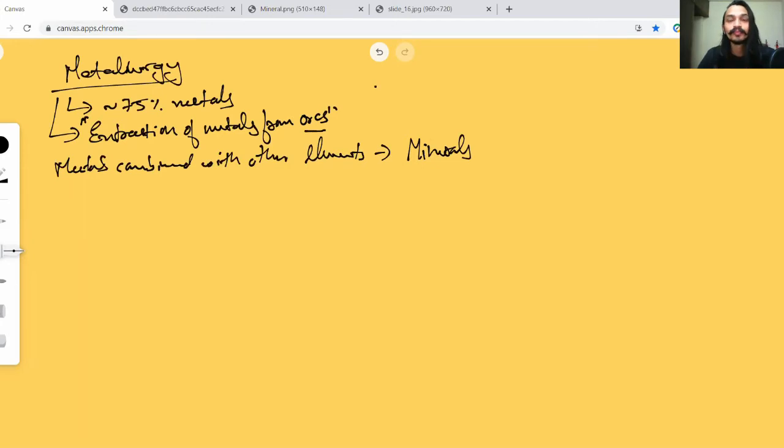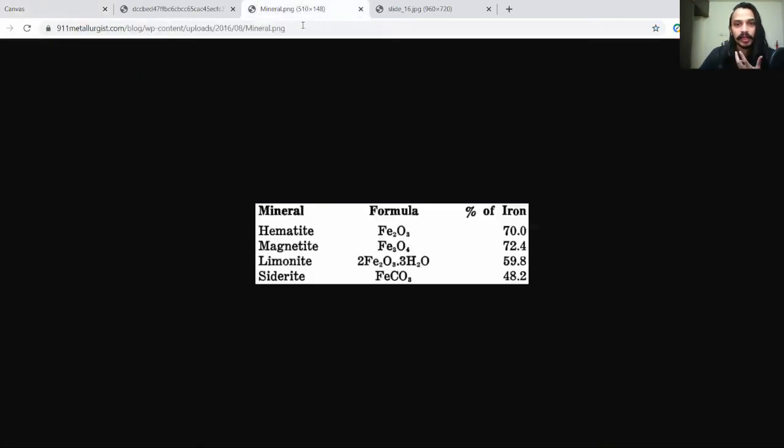Okay, so any metal will form more than one type of mineral. Most metals form more than one type of mineral. For example, if you talk about iron, here is a small table of minerals. The name of the mineral is called hematite, and its formula is Fe2O3. In this, by weight, it is 70% iron. The rest 30% will be oxygen and maybe a little bit of impurity here and there.